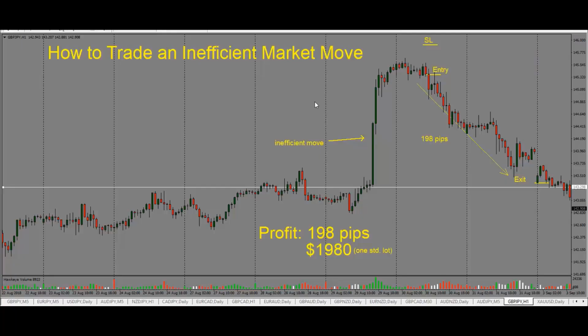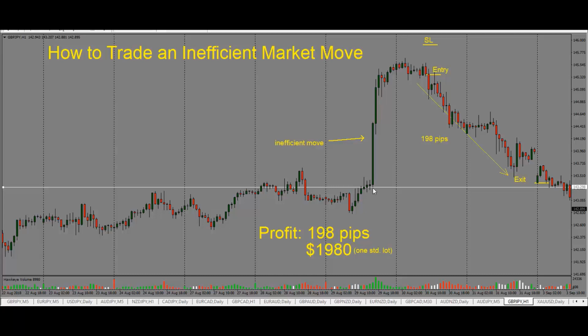Here we are looking at how to trade an inefficient market move. An inefficient market move is when price moves suddenly, and usually this is a result of either comments from a high official, or it could be news that comes out. Usually this happens during low liquidity conditions when the market is not very busy, and we see that small things can have a knee-jerk reaction. So we're looking for a quick move.